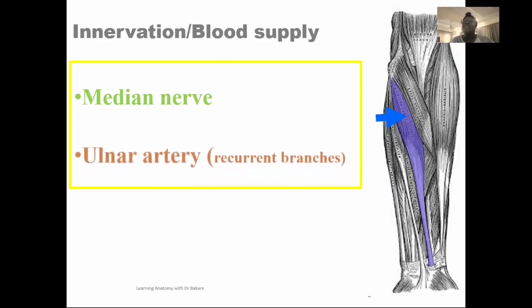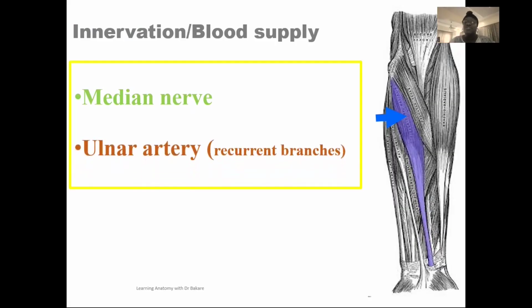The blood supply of this muscle is by the ulnar artery, and it is supplied by recurrent branches from the ulnar artery. It is also seen to have additional supply from the radial artery.